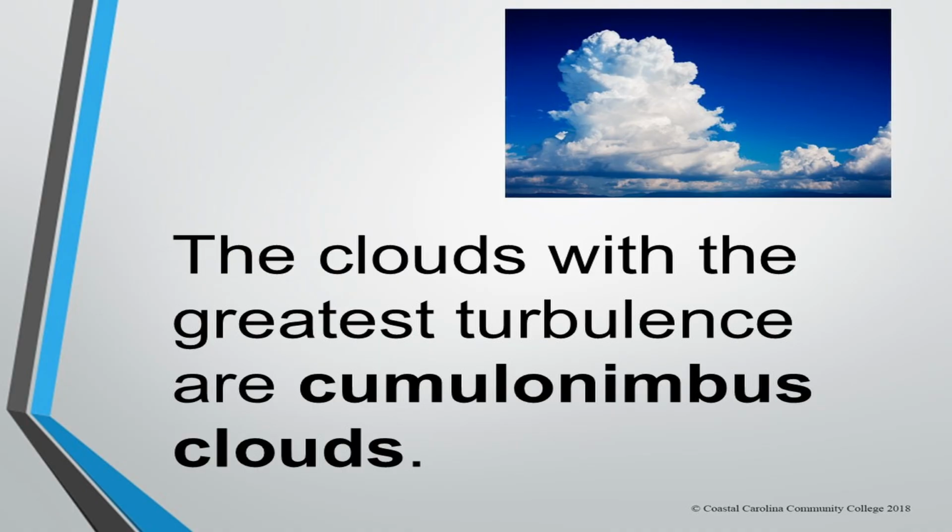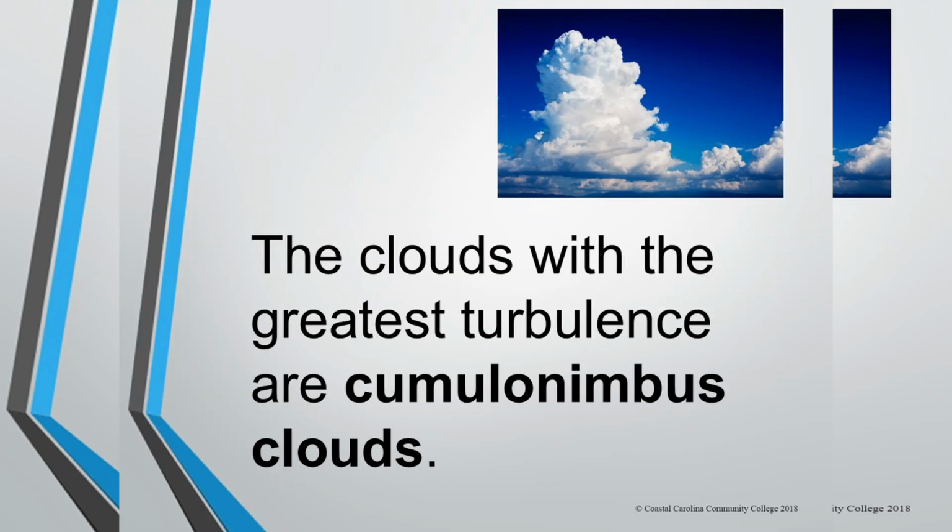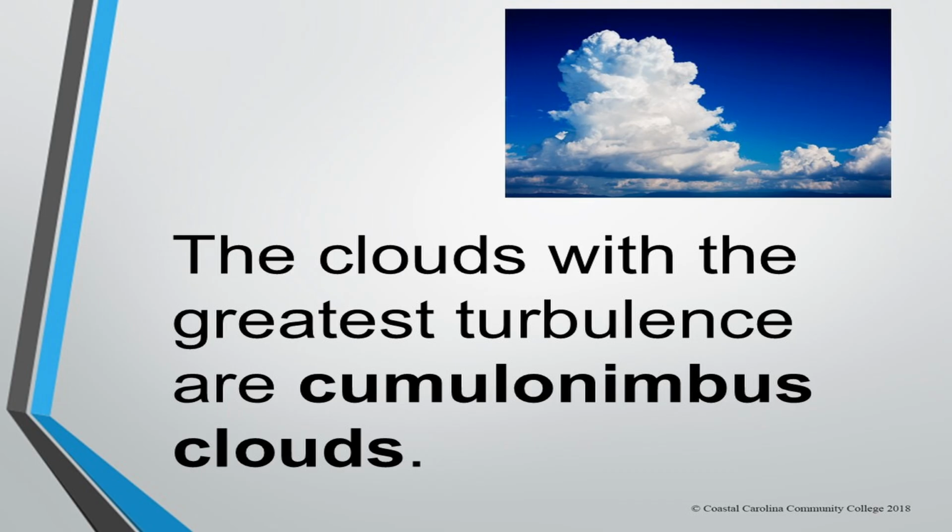The biggest, greatest turbulence are clouds that are called cumulonimbus. So those are cumulus clouds. Nimbus means rain, and they have reached the mature stage or dissipating stage and are causing rain.